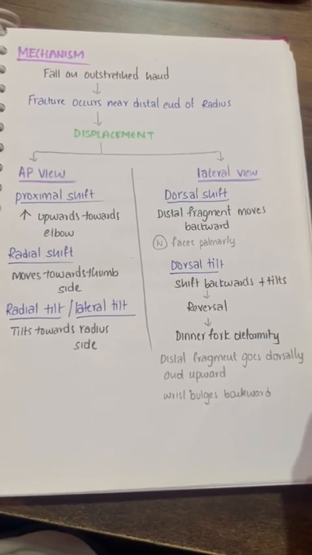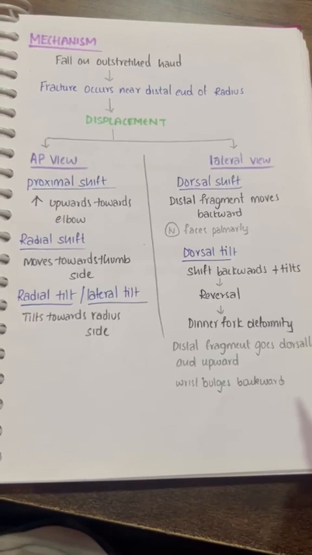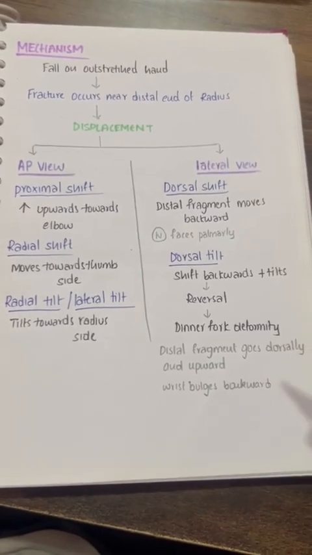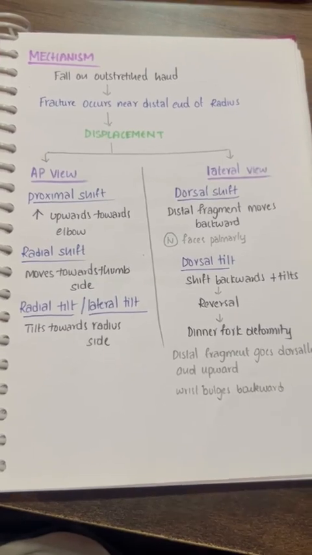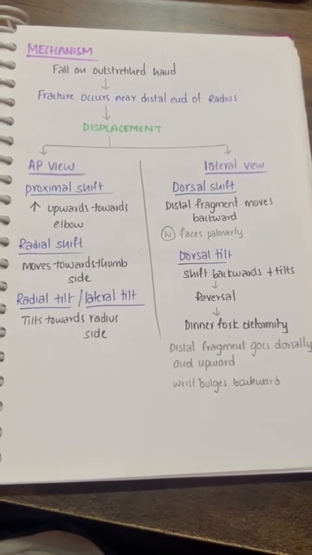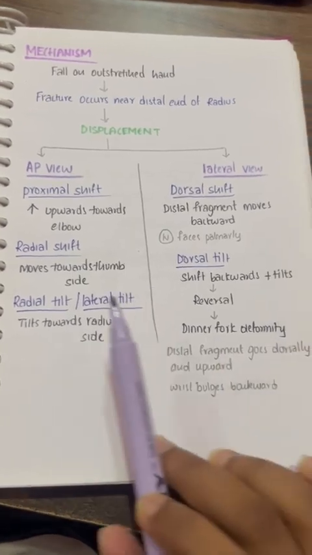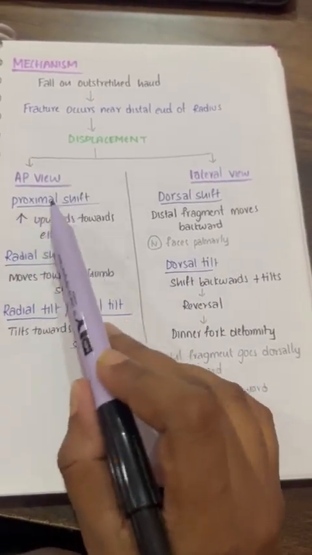Coming to the mechanism, the Colles fracture occurs due to a fall on an outstretched hand. The fracture occurs near the distal end of the radius, as we talked about. This causes characteristic displacement. To understand it better, we divide it into AP view and lateral view. In the AP view, there is proximal shift.